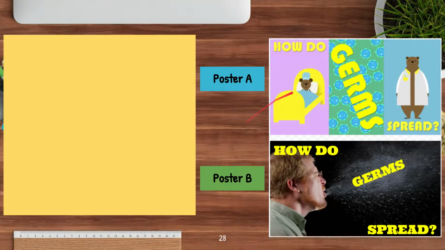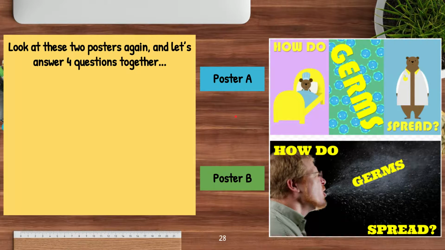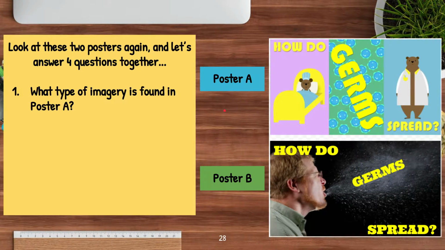If you go back to looking at these 2 posters, we can answer some questions. First, what type of imagery is found in poster A? Because it's just posters and there aren't many words in here, I think we can make the argument that in poster A, the only type of imagery we've got is sight imagery: the picture of a teddy bear child lying in bed and a bear dressed up as a doctor.